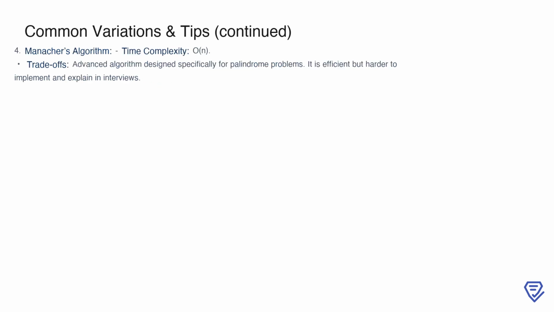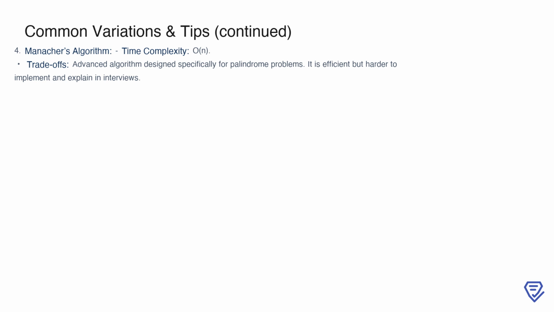Finally, we have Manacher's algorithm, which is another advanced strategy specifically designed for palindrome problems. With a time complexity of O(n), it's incredibly efficient, especially for tasks like finding the longest palindromic substring or solving variations of this problem. However, it's worth noting that Manacher's algorithm involves a more complex implementation process, which can make it harder to explain during an interview.